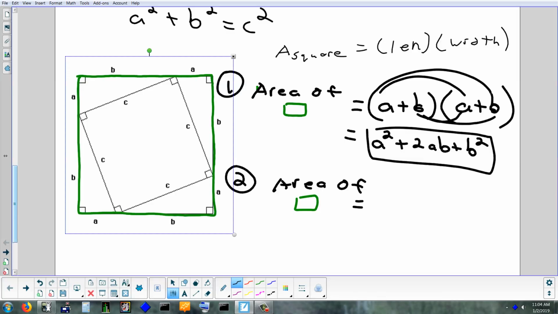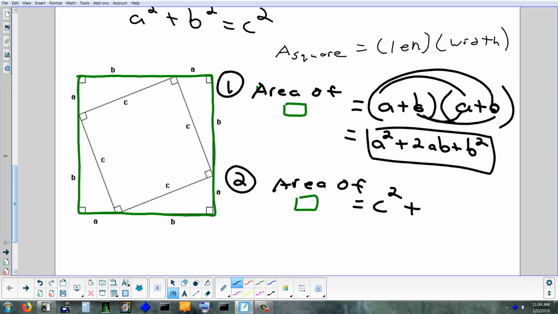So let's start with the small square. What's the area of the small square? Yep. C squared. C times C. Plus, how many of those small triangles do we have? 4. We have 4 of them, and they're all the same. So all we have to do is find the area of one of them, and then times 4.